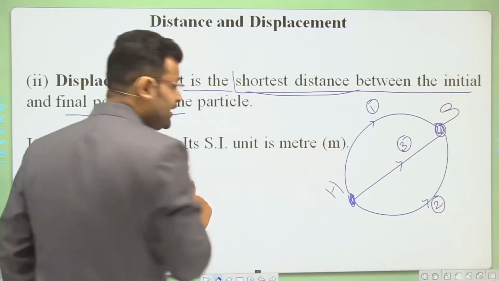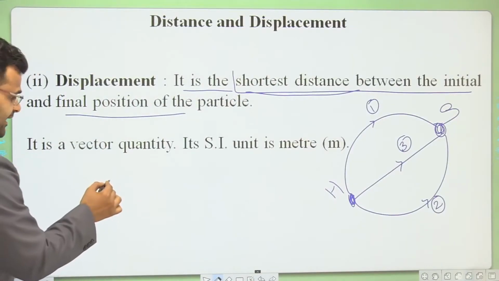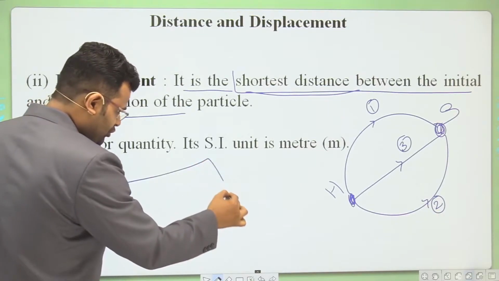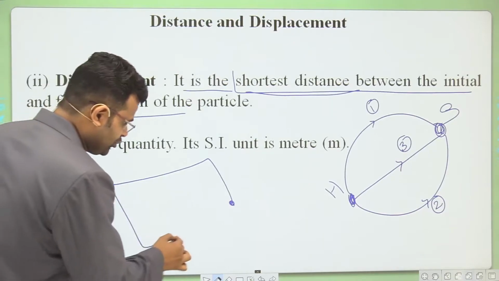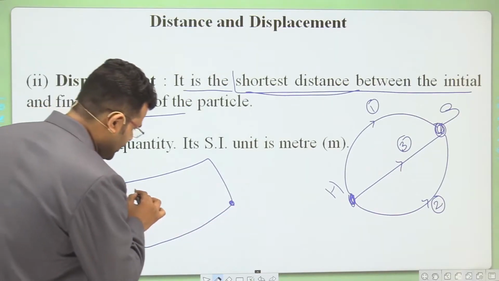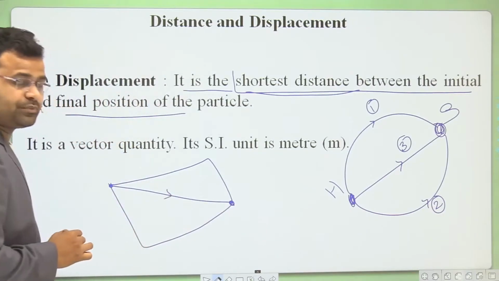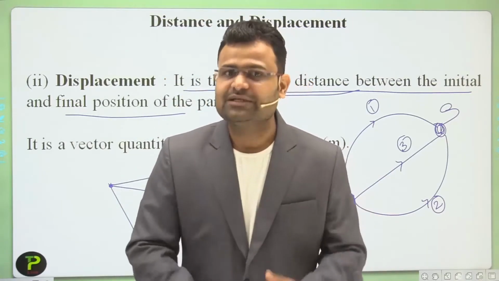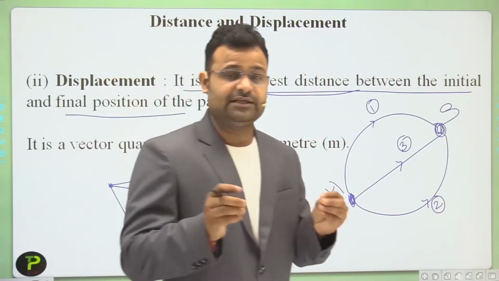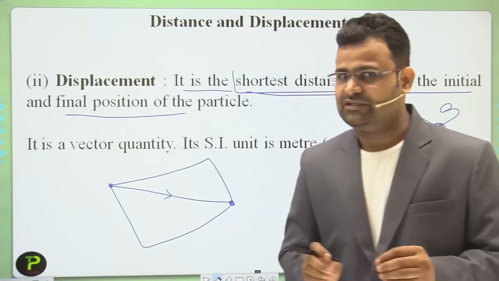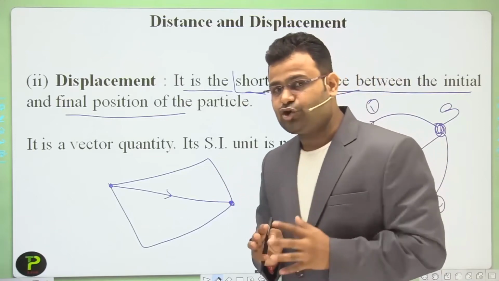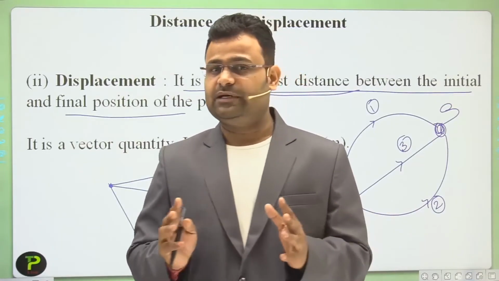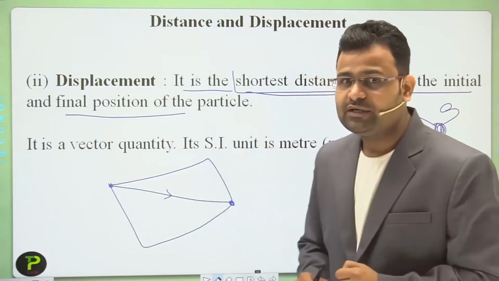Let's see how you can draw the shortest distance between two points. Let's suppose the first point is here and the second point is here. If you draw that, it's not the shortest. But when we draw a straight line between the initial point and the final point, that is the shortest path length between these points. The shortest path between initial and final position is called displacement.